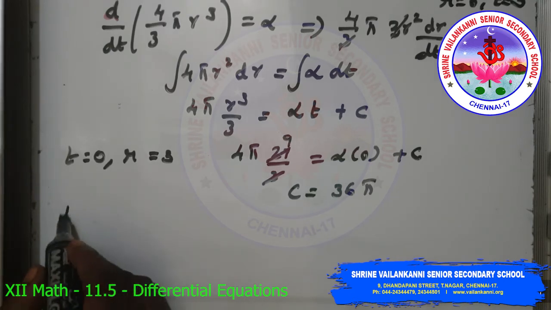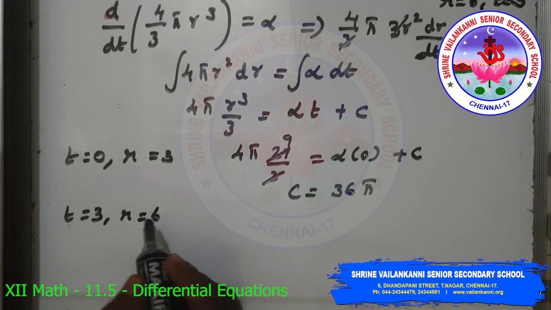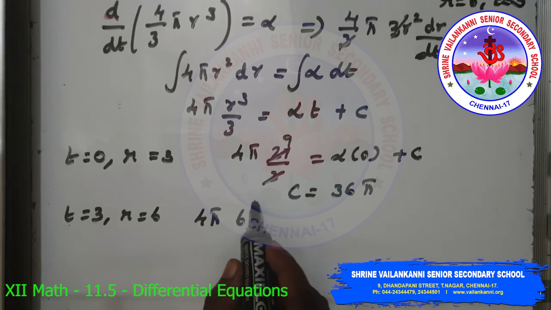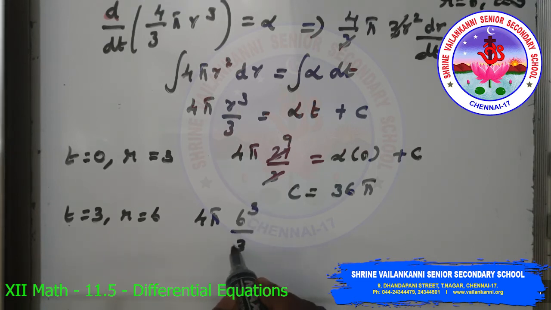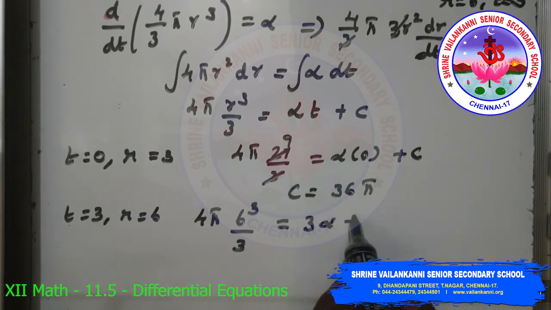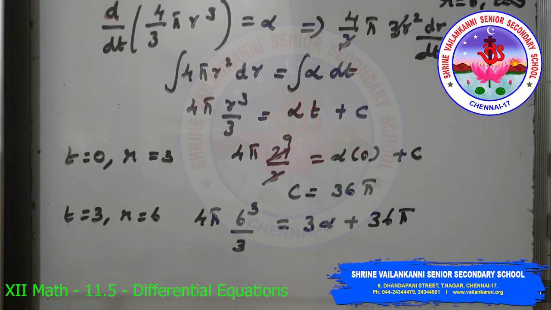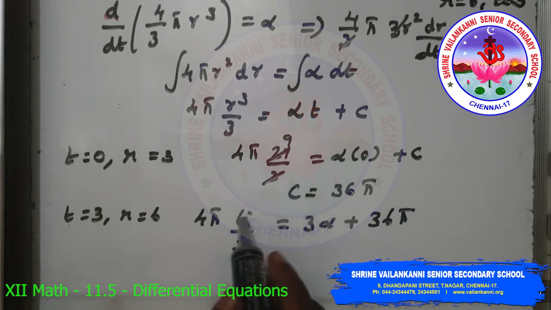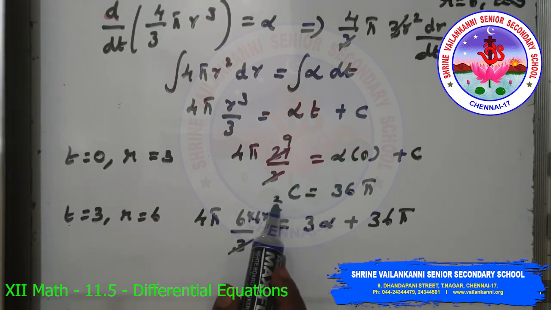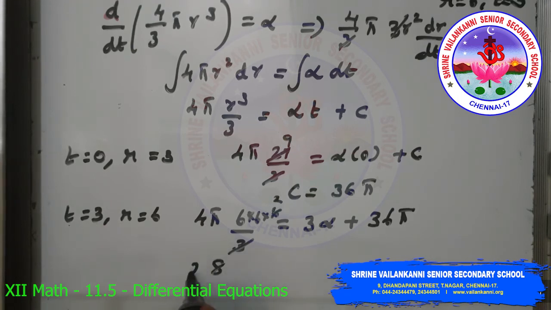So when t is 3, r is 6. So 4 pi into r cube, that is 6 cube by 3, is equal to alpha into t, and t is 3, so 3 alpha plus c. C we can write as 36 pi. So 6 cube is 6 into 6 into 6, cancelling 3 and 6, so 36 into 2, 72. 72 into 4, so 288 pi, which is equal to 3 alpha plus 36 pi.